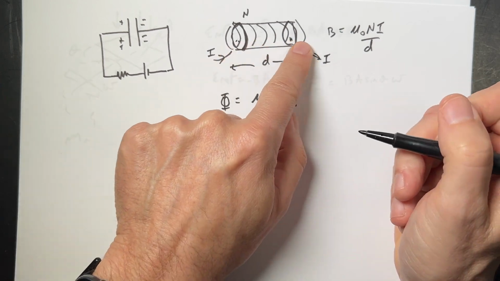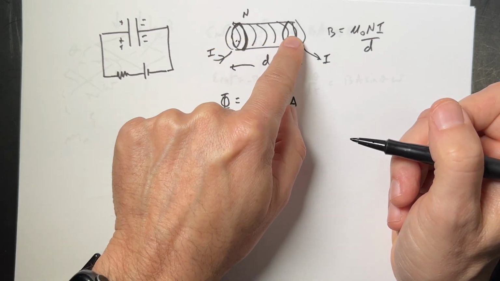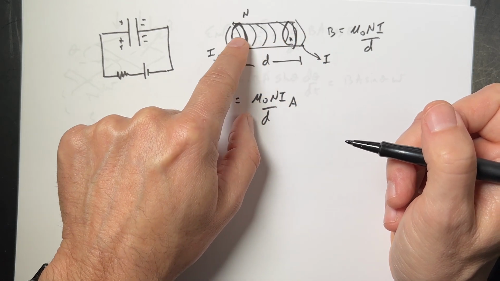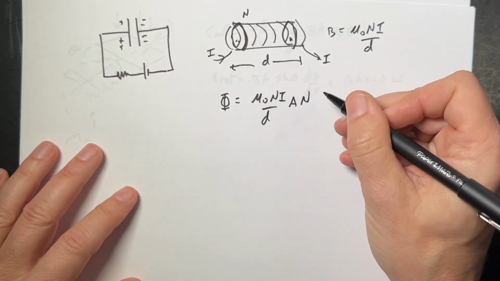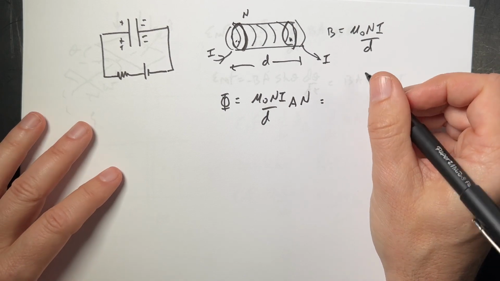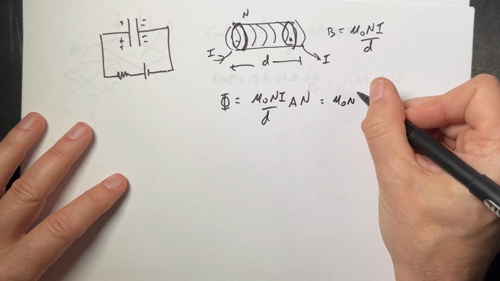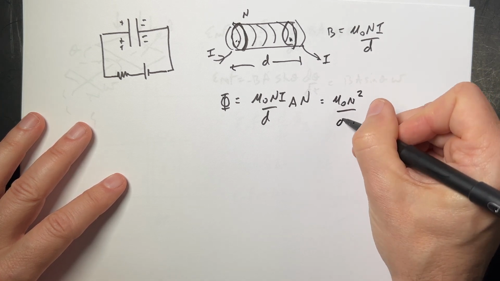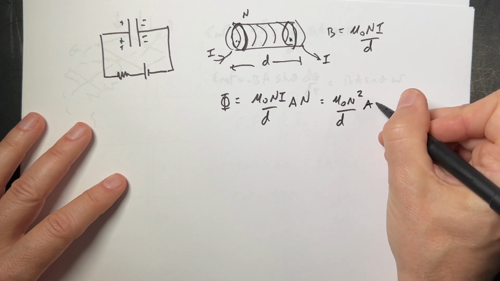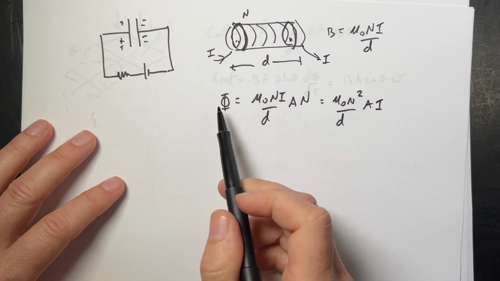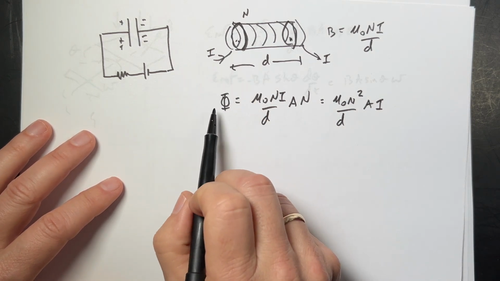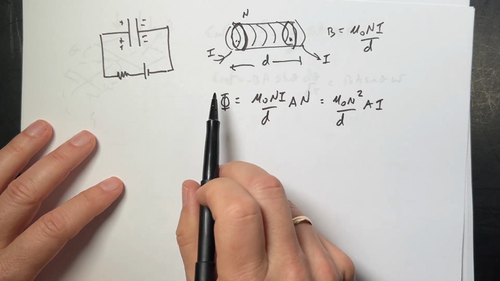And the flux would be that times the area. But then I also have n things up here, right? I have n things that get flux. So I actually get another n. So I can write this as mu naught n squared A I over d. Faraday's law says that if I change the current, I'll change the flux and I'll produce an EMF.